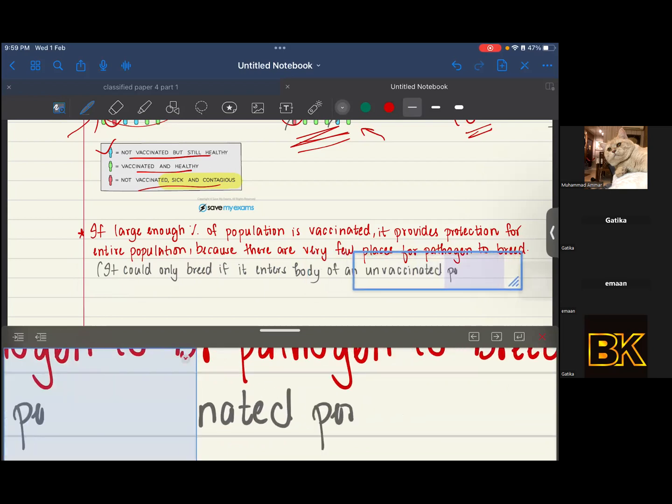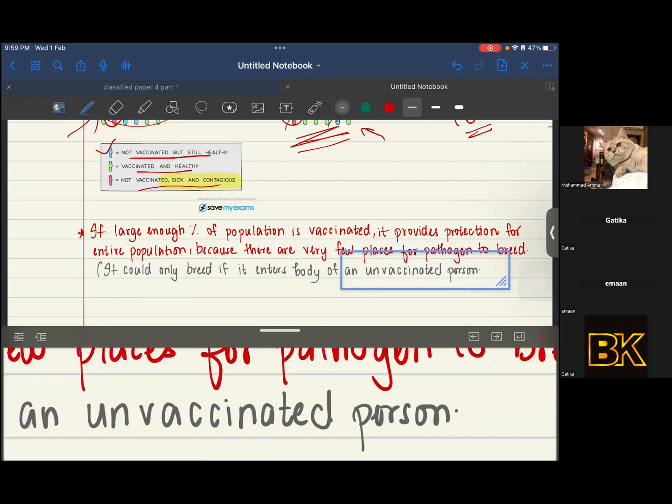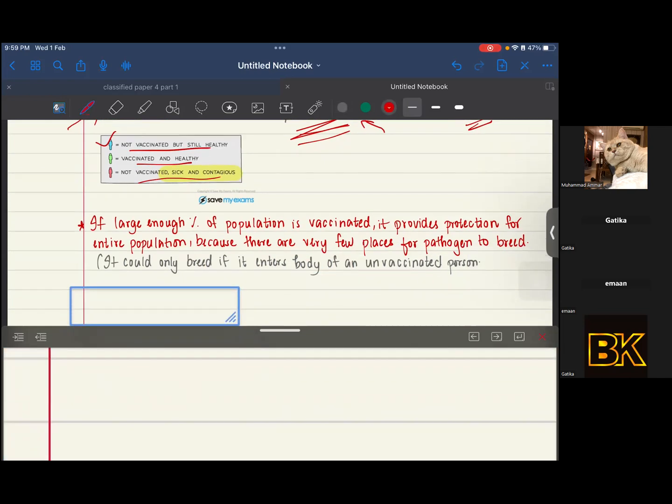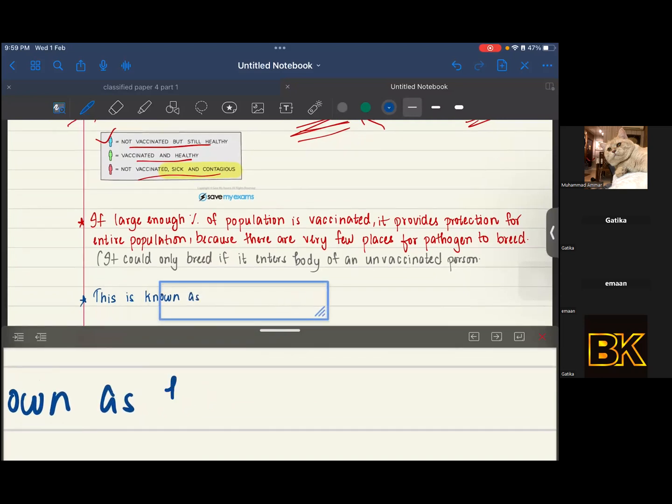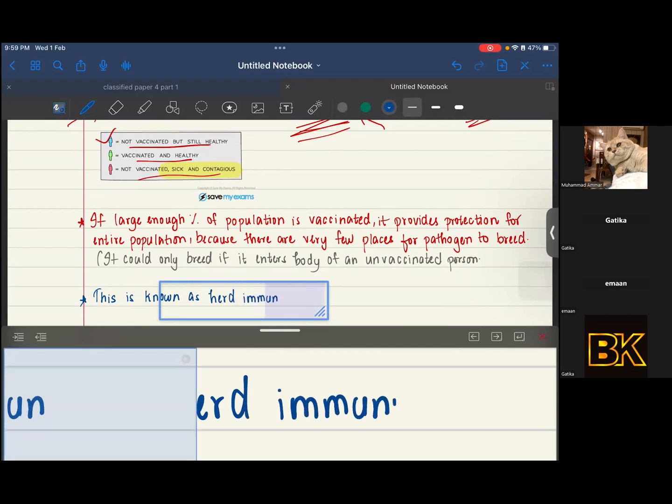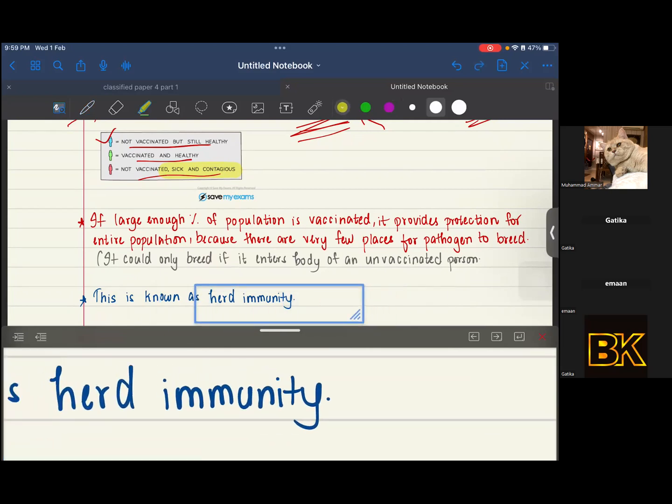An unvaccinated person. Good. So what we just learned right now, this is what we call herd immunity. This is known as herd immunity. Herd basically means a large group or a larger proportion. So a larger proportion of people are vaccinated, which was in the third scenario. As a result, we have herd immunity. All of them are immune to the disease. So even if the virus, the pathogen comes, they're immune to it and it won't affect them that much. Cool.